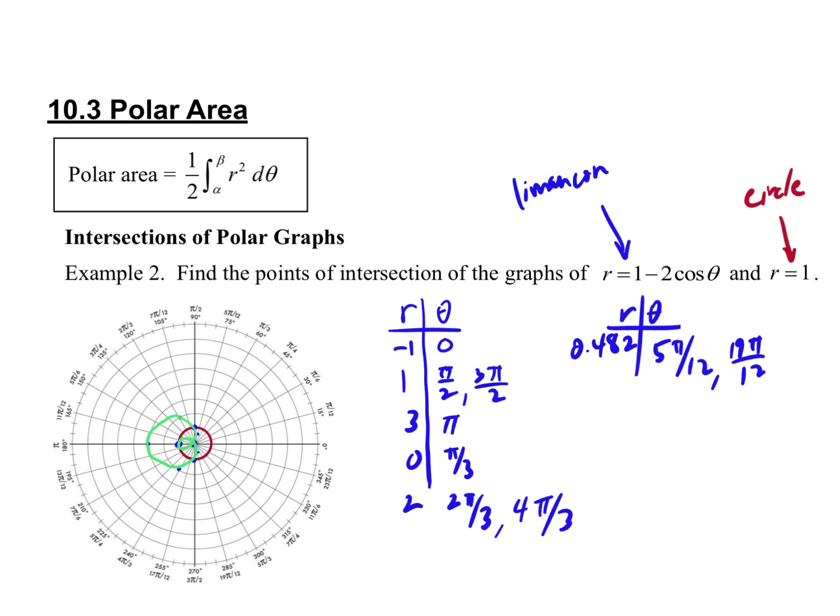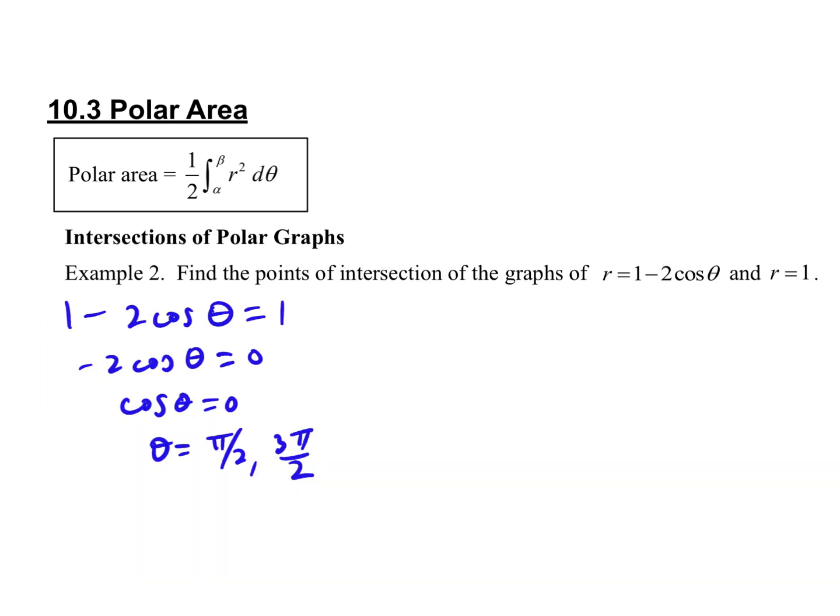Yeah, interesting. All right, let's get on to the next one. And so right here, if I set 1 minus 2 cosine theta equal to 1, right, then I subtract the 1, then I divide by negative 2. The cosine of theta is 0 when theta is pi over 2 and 3 pi over 2.